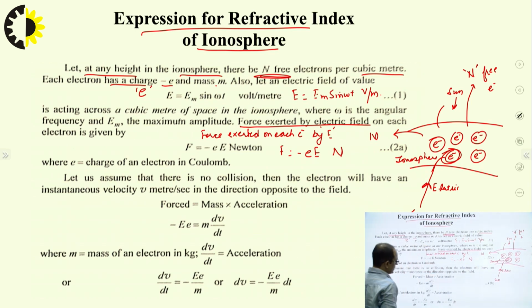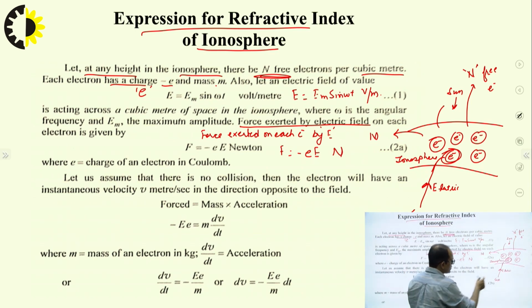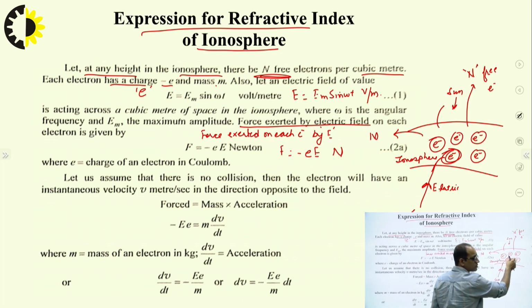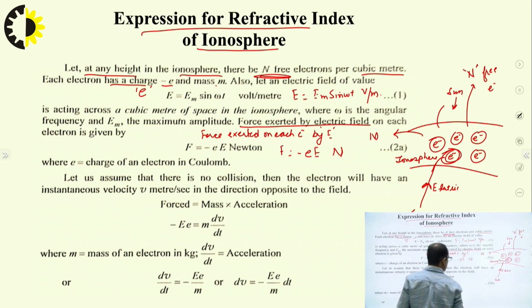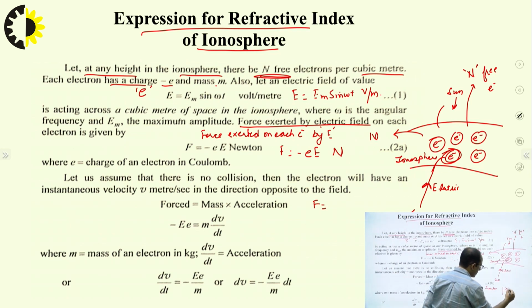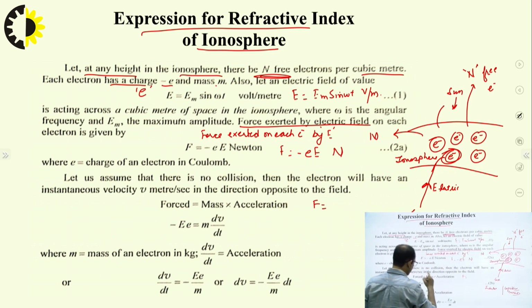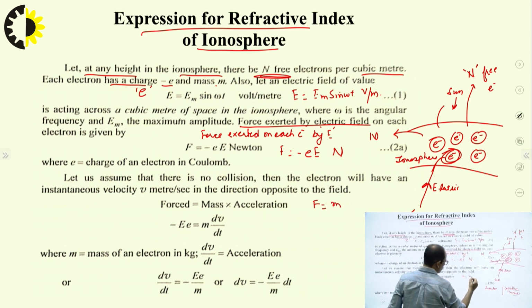And let's say these electrons are free and do not collide with each other. Then two types of current will be there. One is the inductive current, and another type of current produced is the capacitive current. Clear? So now see, this F equal to m into a.